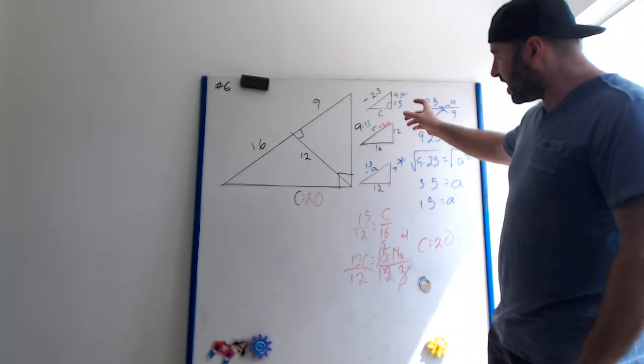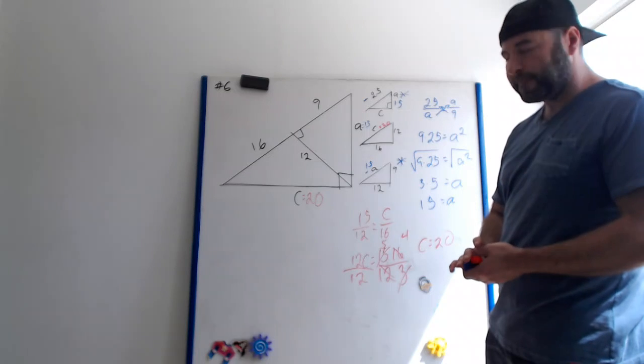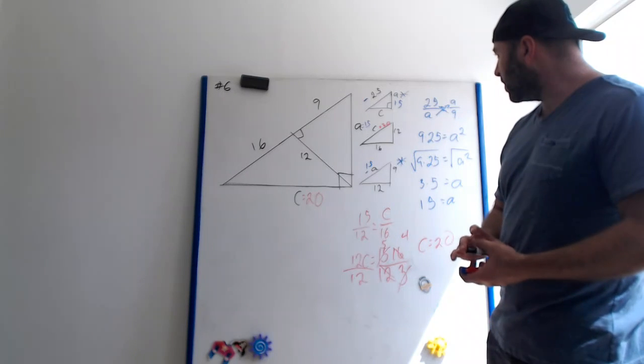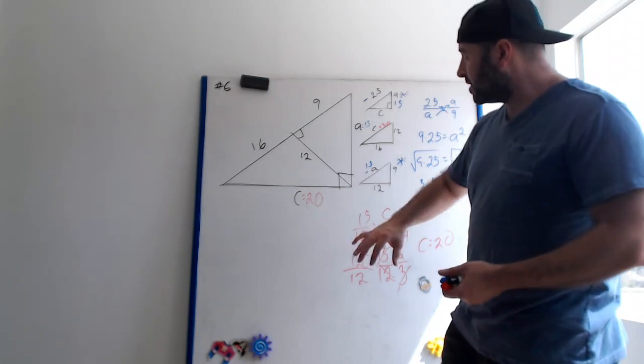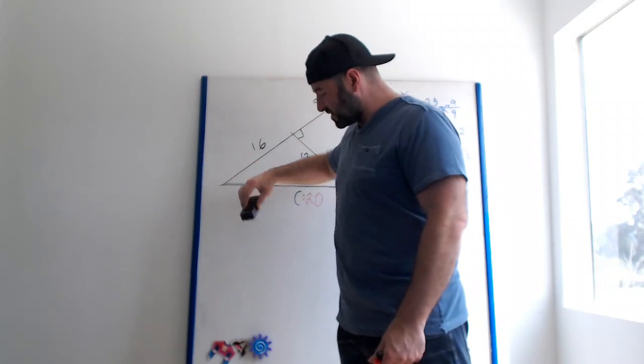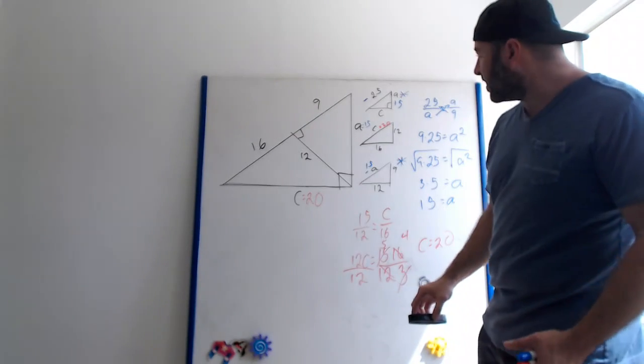And that's how you get A and C on this problem. Cool. Sorry, this was number 7, not number 6. But we're going to move on to number 9 and number 12.